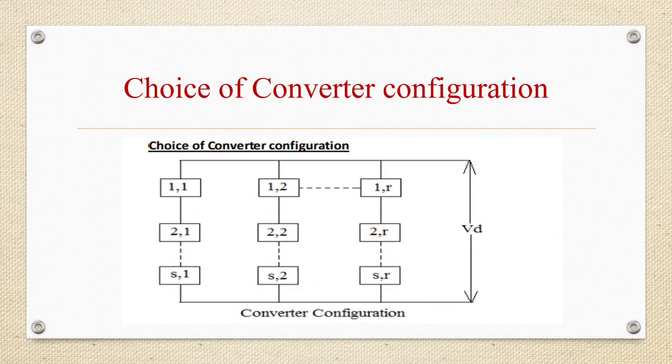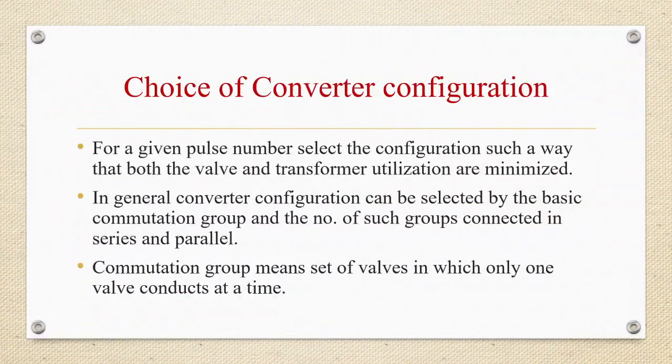So this is the choice of converter configuration. 1 1, 1 2, 1 R and so on, 2 1, 2 2 and so on, 2 R, S1, S2 and so on, SR. So for a given pulse number, select the configuration in such a way that both the valve and the transformer utilization are minimized. So we have to select the pulse number in such a way that valve and transformer utilization are minimized. In general, converter configuration can be selected by the basic commutation group, and the number of such groups connected in series and parallel. Commutation group means a set of valves in which only one valve will conduct at a time.